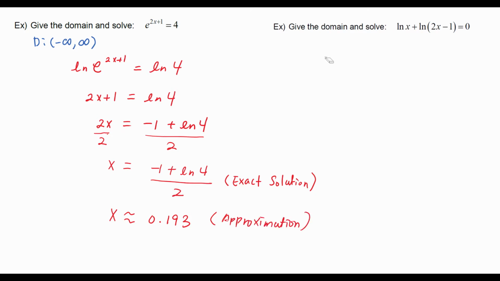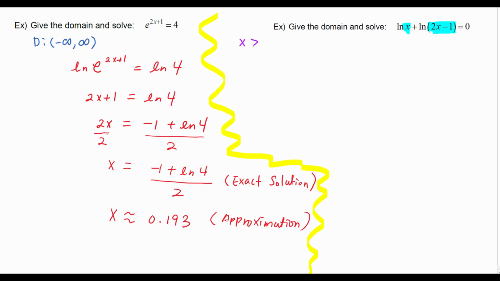All right, let's do another problem. Give the domain and solve ln x plus ln of quantity 2x minus 1 equals 0. So what is the domain of ln x and ln 2x minus 1? Since I have 2 natural log expressions, I need to make sure both inputs are positive. This has to be positive, and this has to be positive in order for this problem to make sense.